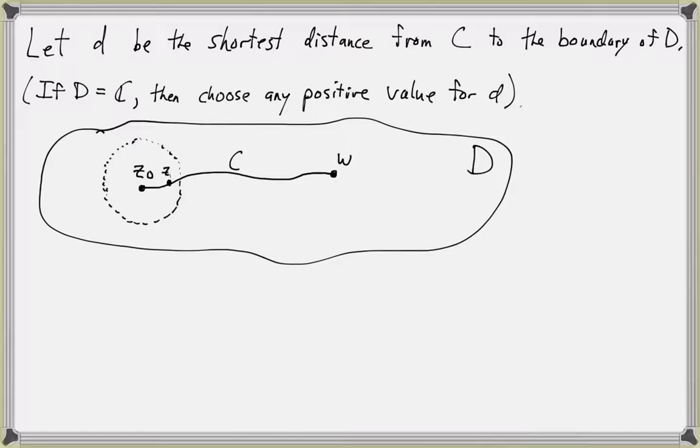So we have z0 and then z1, and we're going to use disks of the same radius, and the radius is going to be d. So all of these open disks are going to be contained in D, and we're going to continue until we cover the whole contour C with these disks. So we have z sub n minus 1, and then we'll end with W, which will be our z n.